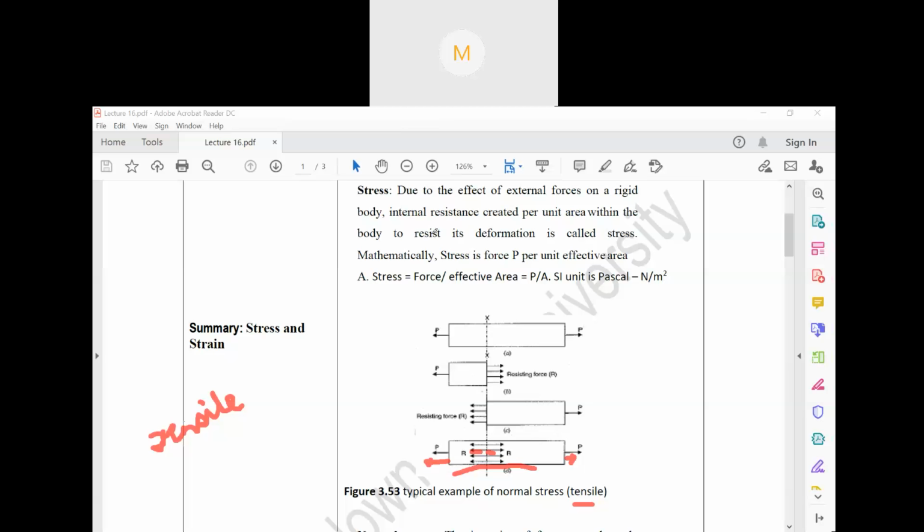Are you understanding this now? Are you understanding this? Yes. I'm asking every one of you.